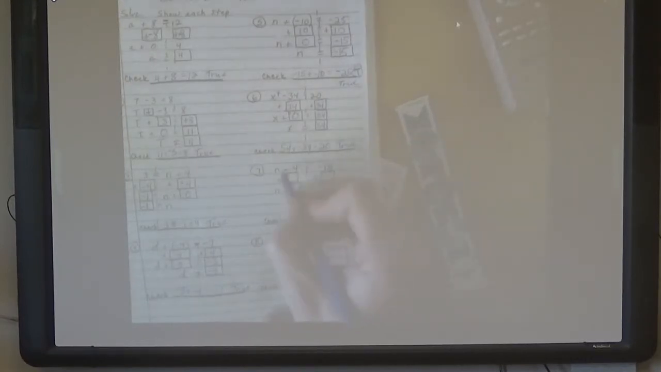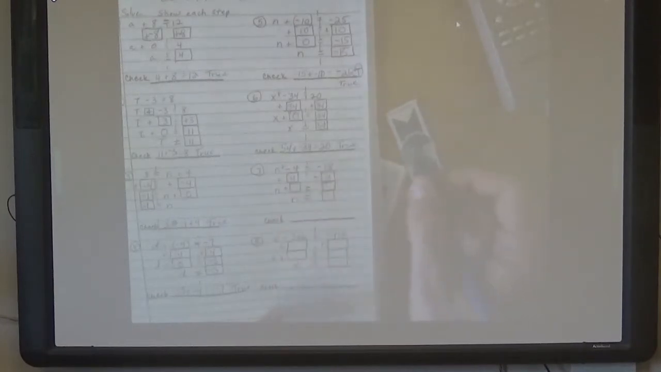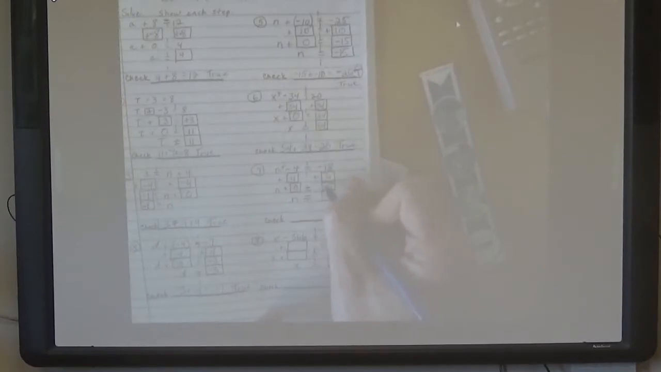Number 7. n plus negative 4 is equal to negative 18. Opposite of negative 4 is 4, so add 4 to both sides. So n plus 0 is equal to negative 14. That proves n is equal to negative 14. And negative 14 plus negative 4 is negative 18. That's true. Doesn't a negative and a negative equal a positive? No, that's division and times.